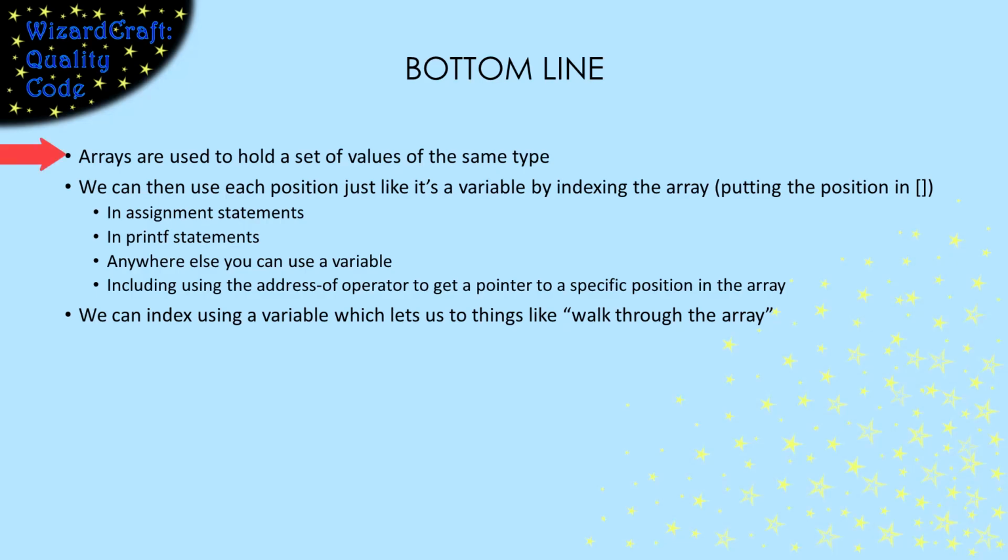Bottom line, arrays are used to hold a set of values of the same type. Once we've declared the array, we can use each position like it's a variable by indexing the array. That means putting a position number in square brackets after the array name. That lets us do anything you could do to a regular variable, even use the address of operator to get a pointer to a specific position. And that position number doesn't have to be a number. It can be an integer variable, and that lets us do things like walking through the array in loops.